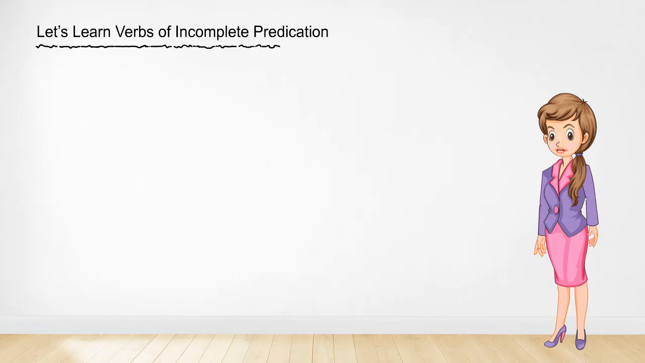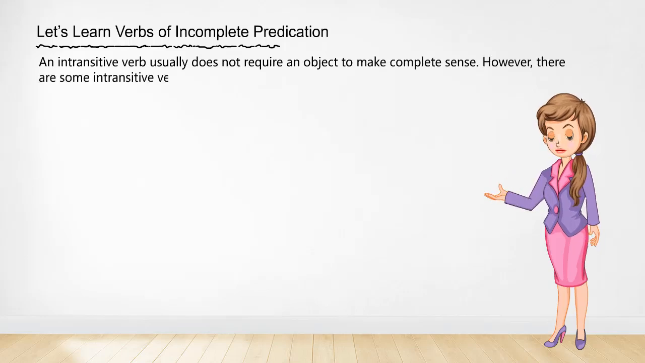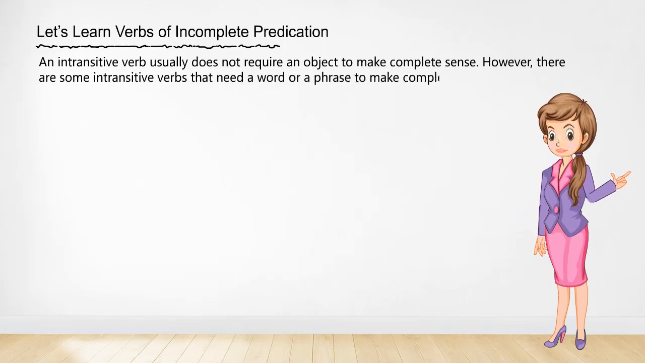Let's learn verbs of incomplete predication. An intransitive verb usually does not require an object to make complete sense. However, there are some intransitive verbs that need a word or a phrase to make complete sense. These verbs are called verbs of incomplete predication.